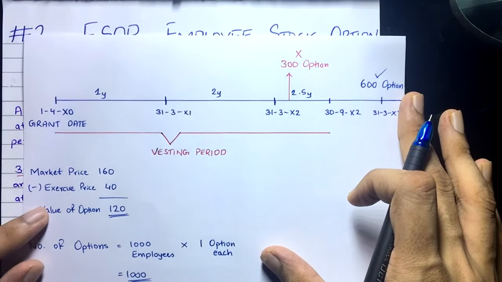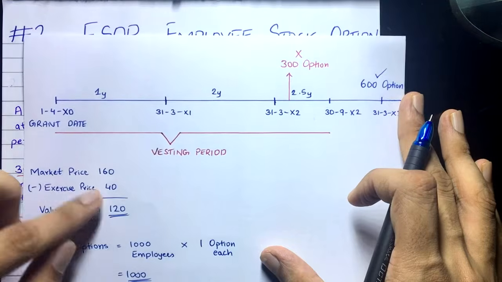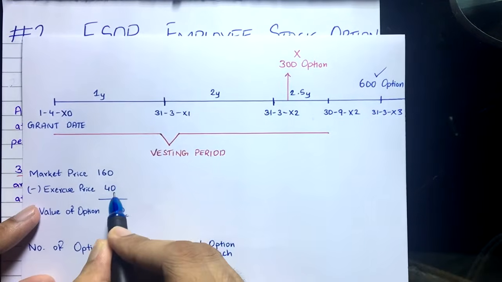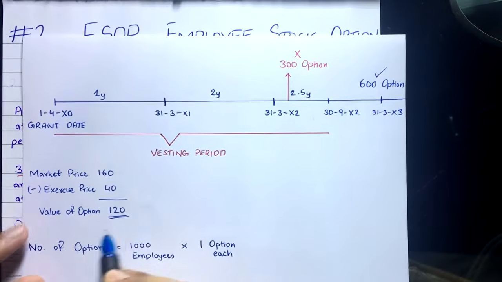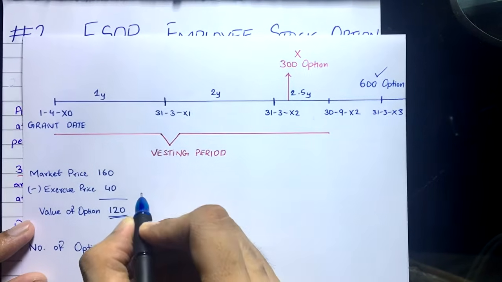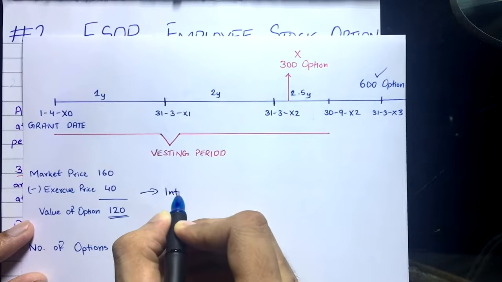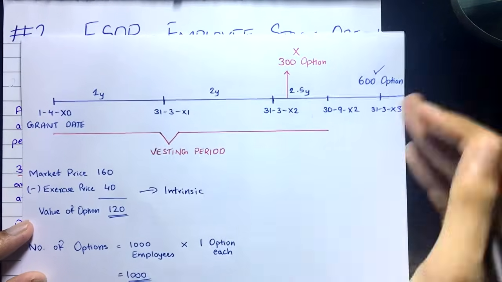Value of option, the discount which we are offering, is 160 minus 40. The employees are offered the ESOPs at 40, the market price is 160, so the value of option is 120. Now, we calculated this through which method? Through the intrinsic value method, right?